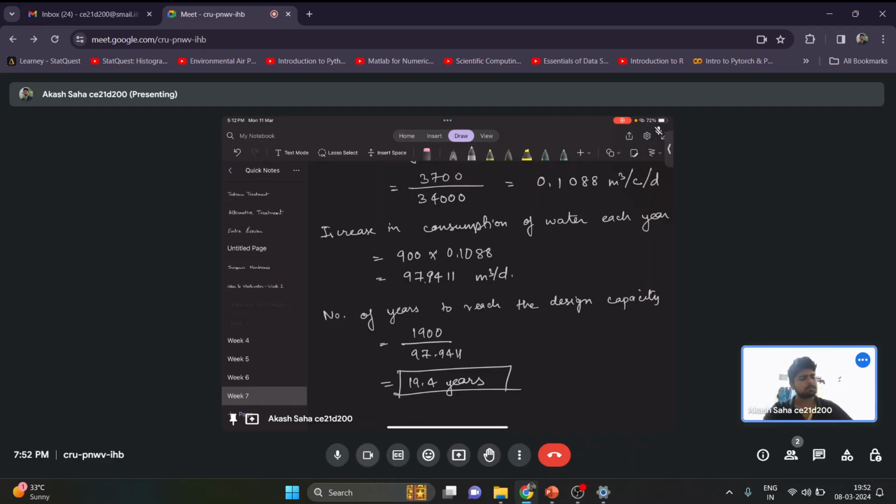Okay. So this is the overall problem. Basically, you just have to find out how much will be the increase per year of population, how much of the water consumption difference is still present, what is the per capita use now, and per year how much increase will be there, and then the number of years to reach the design capacity. So it is around 19.4 or around 20 years. So this was the overall problem.